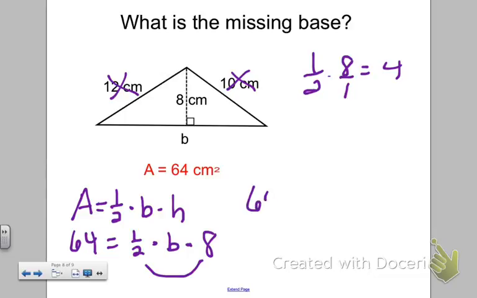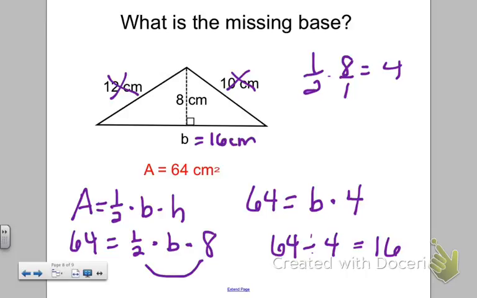So now I have 64 still remains as the area, and B is still missing, but I took care of this 1/2 times 8 part, and I've got 4 there instead. So now I have to think, okay, what number times 4 gives me 64? Or go backwards. Take your 64 and divide it by 4, and you'll get your missing base. In this case, 16 centimeters is the missing base.